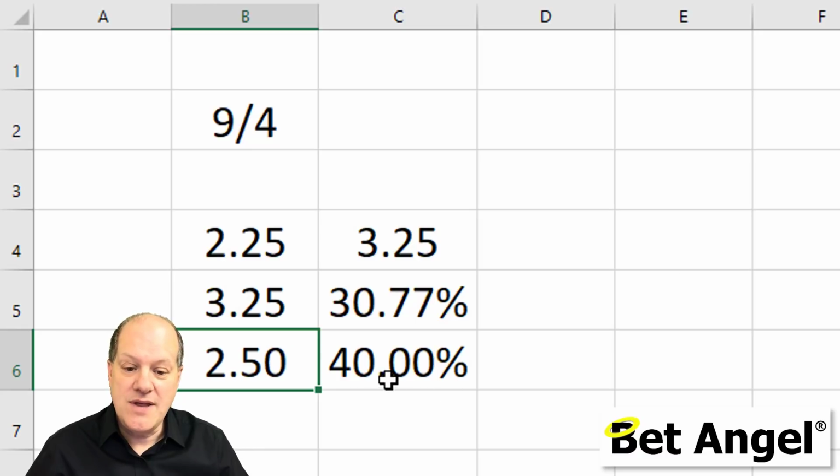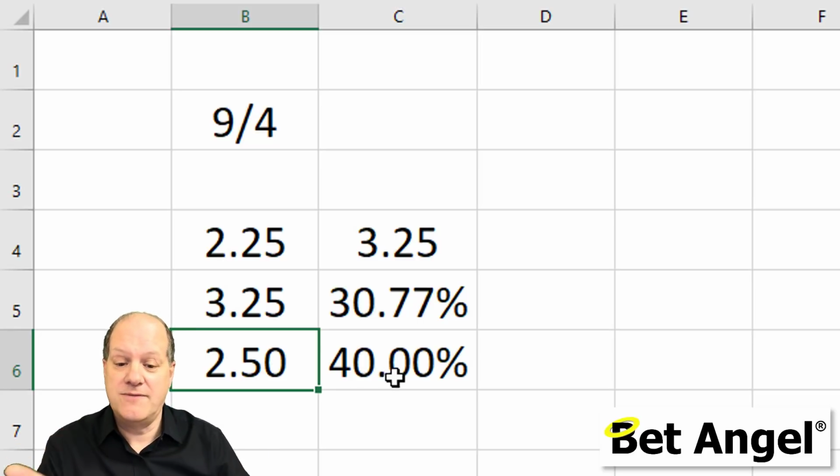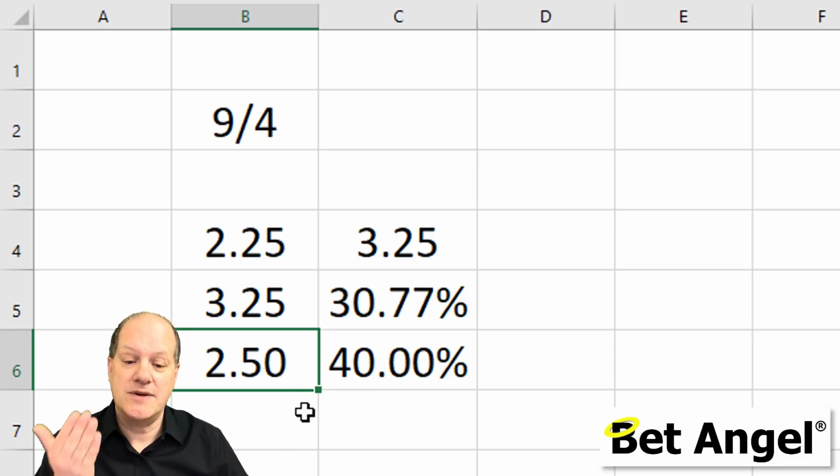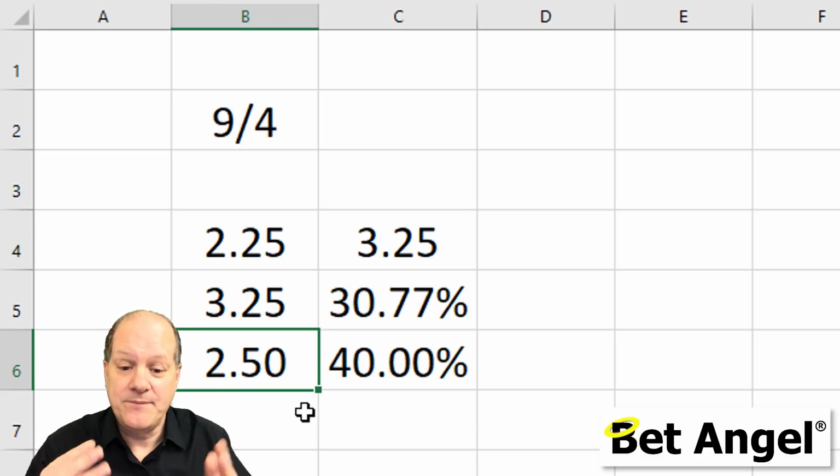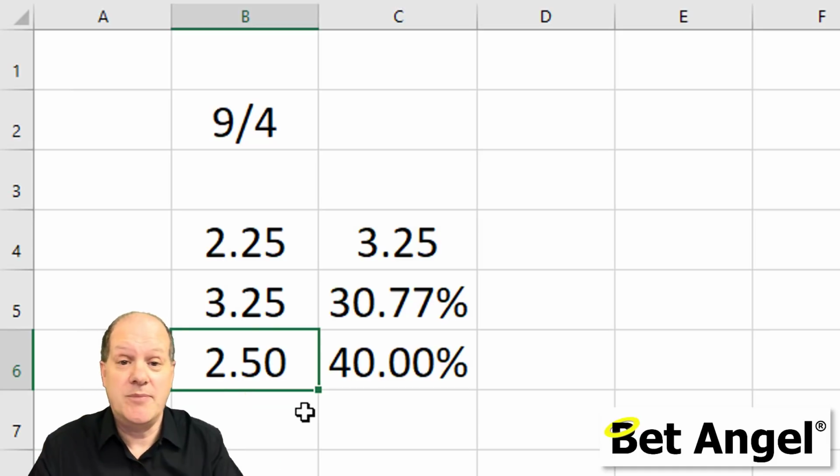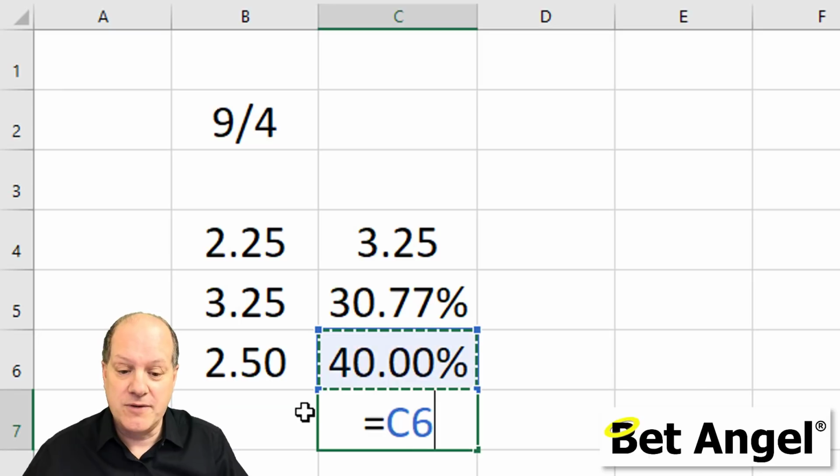So what we're saying is we think the chance of this event occurring, this selection winning, is 40%, which would mean that we're willing to accept odds down to 2.5. At any odds below 2.5, it becomes a lay bet. If the odds are above 2.5, then it becomes a back bet.